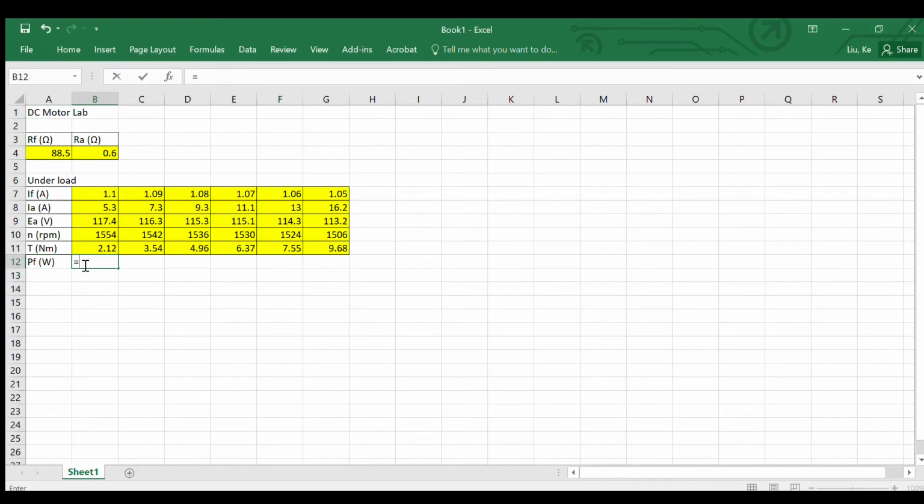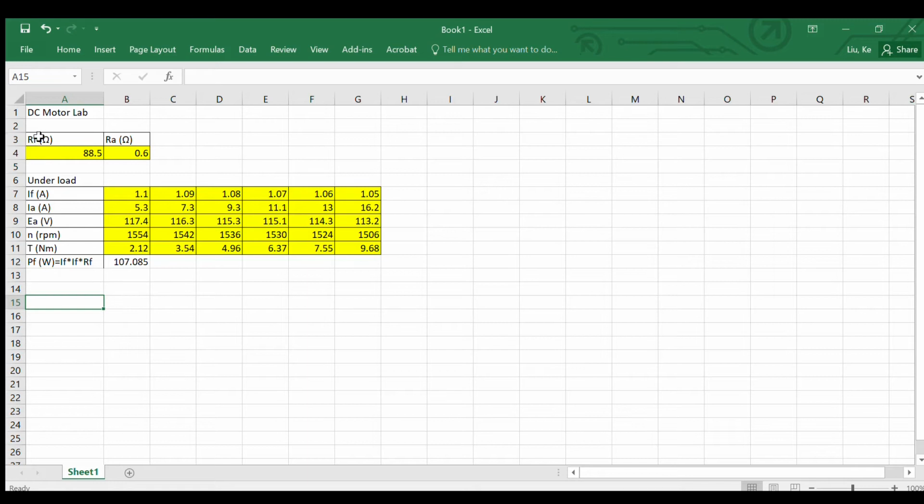If you need to put a formula in that frame, you have to start with the equal symbol first, and the formula is RF times IF squared. This is exactly what we entered. If you want to show the formula, you can type it in here as well, to remind yourself and make it very clear to your reader how you are doing the calculation and how you get that result.